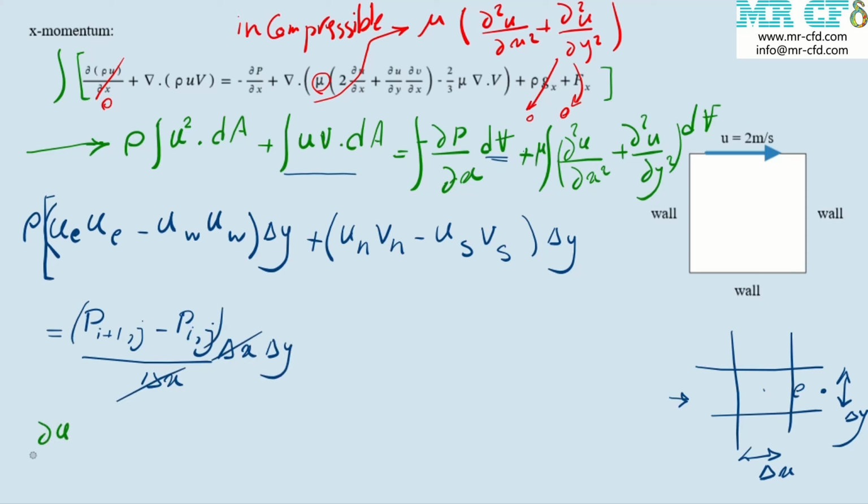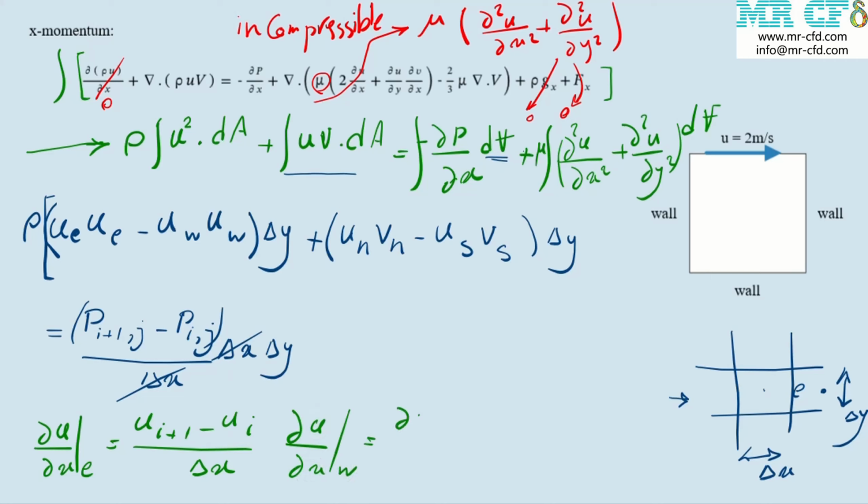Now, the first derivative of u with respect to x at the east face is equal to u at the I plus 1 cell minus u at the I cell divided by delta x. Similarly, we compute the first derivative of u with respect to x at the west face. This is equal to u at the I cell minus u at the I minus 1 cell divided by delta x.